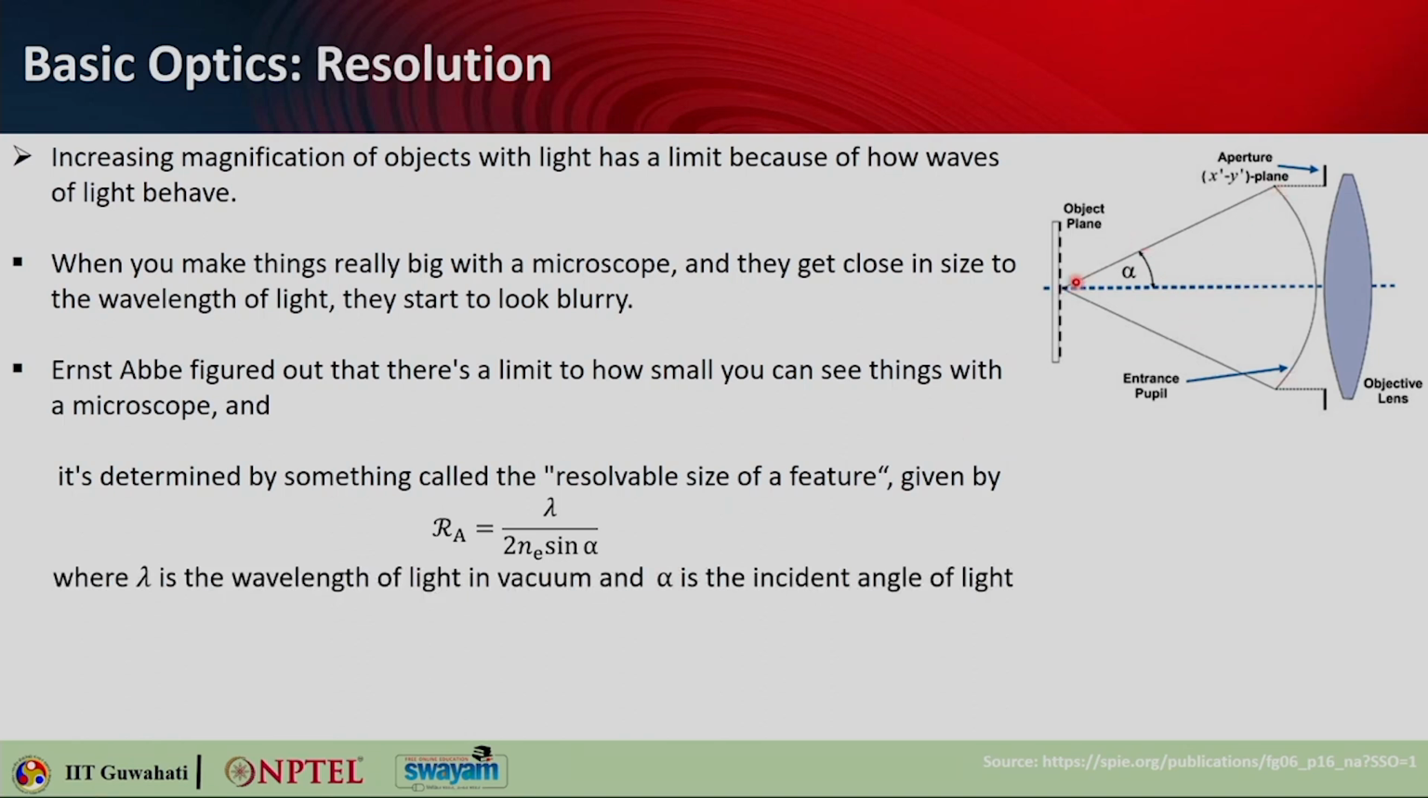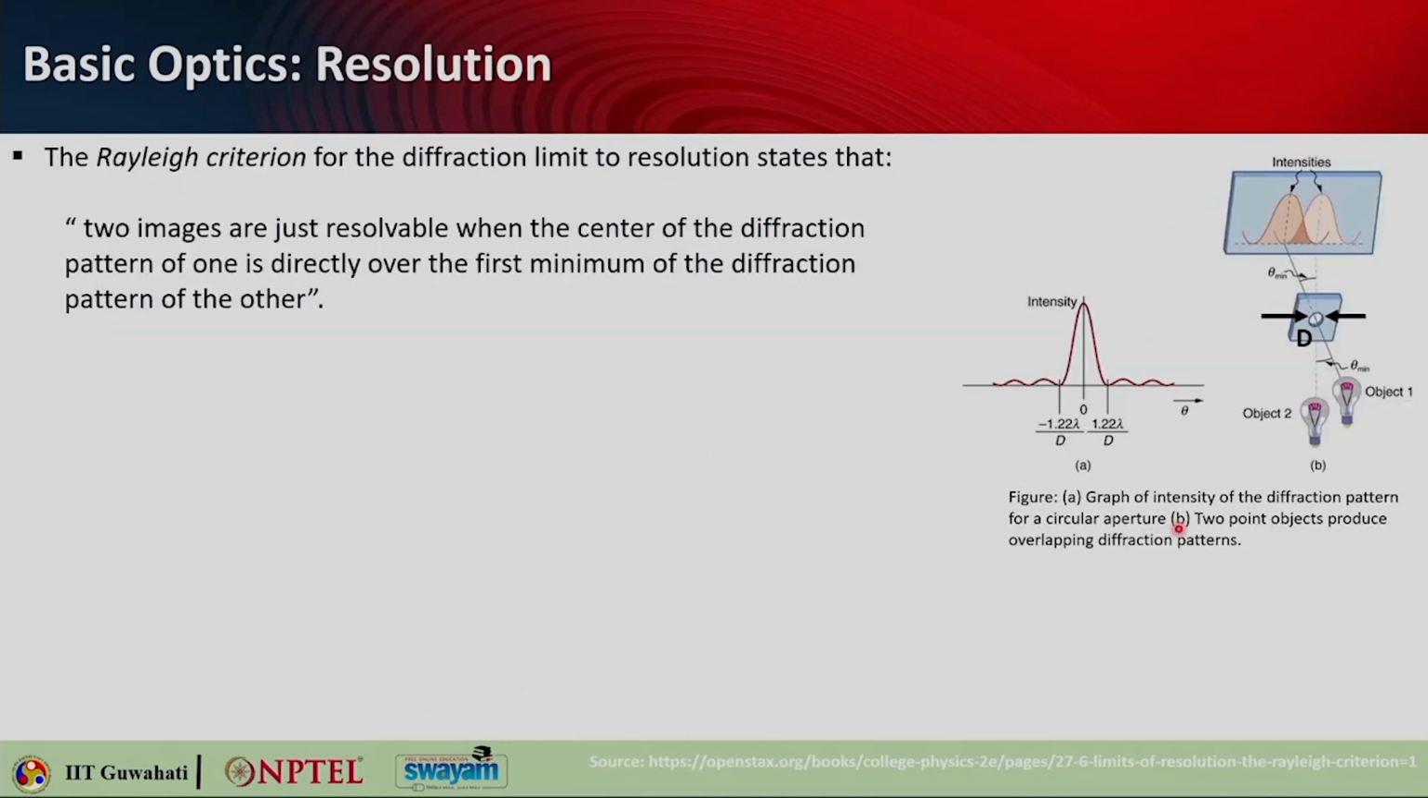You can see that this is the incident light, this is the object plane, this is the aperture, and lambda is the wavelength of light, and n_e sin alpha is basically the numerical aperture of the lens. So, you can think of two different objects, like this.